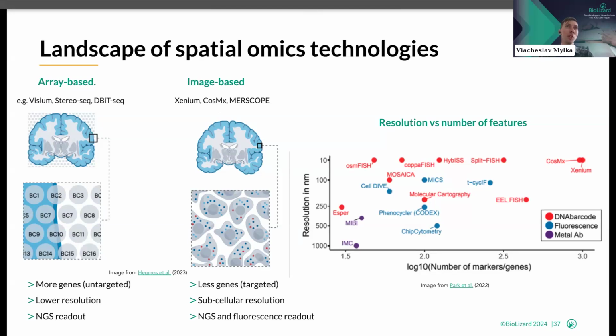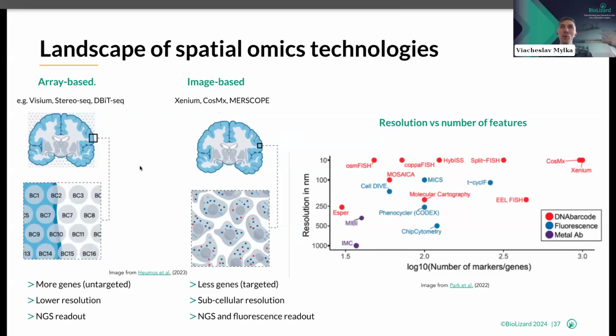And the second group is image-based, or some call them in situ technologies. They have subcellular resolution, so they can capture individual transcripts within single cells. But, at least again for now, they can capture only a limited number of genes. So we are talking about hundreds or thousands of genes. And the readout here is also next generation sequencing or fluorescence.